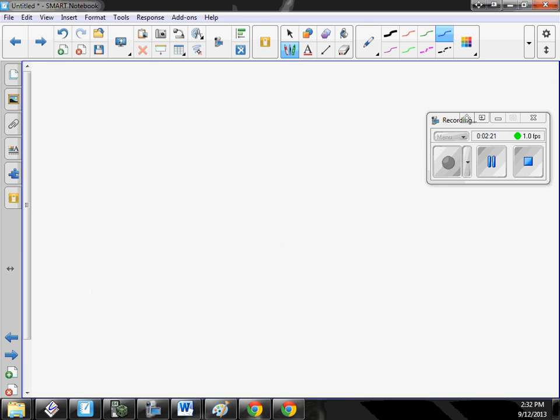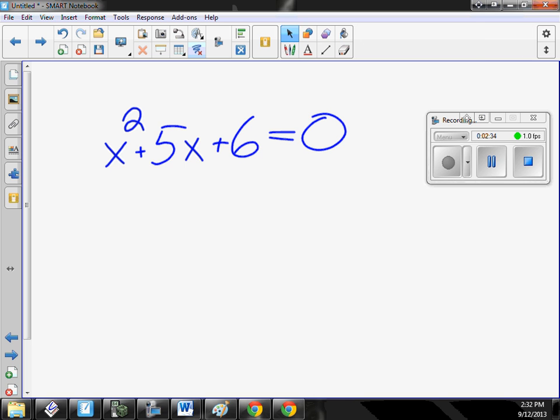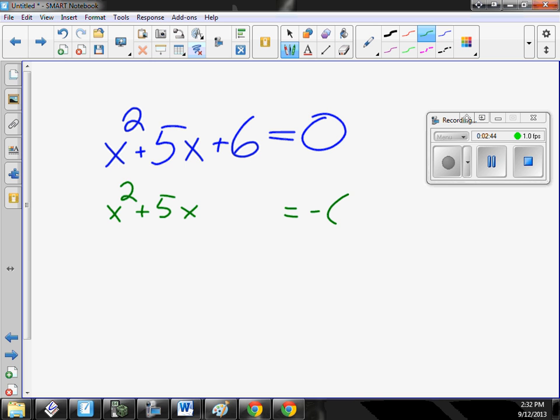All right. x squared, now let's do plus 5x plus 6 equals 0. So I need to move the 6 over using subtraction. x squared plus 5x equals negative 6. Uh-oh. I have a problem.